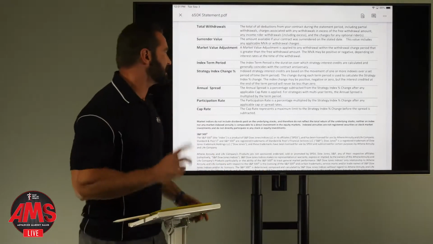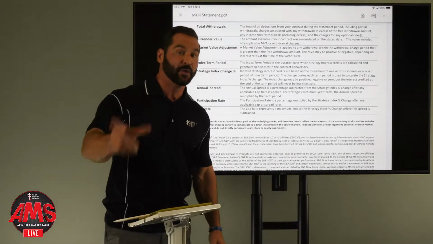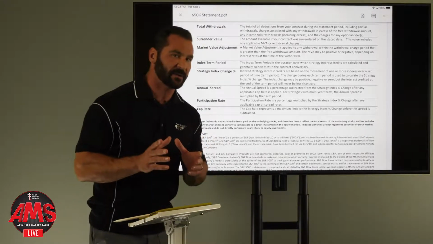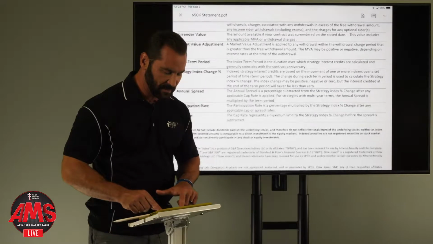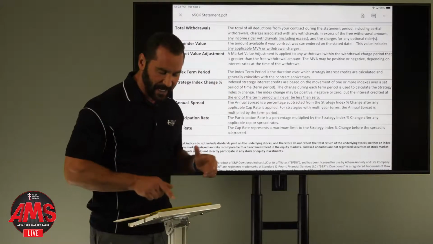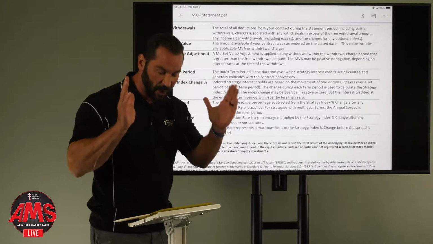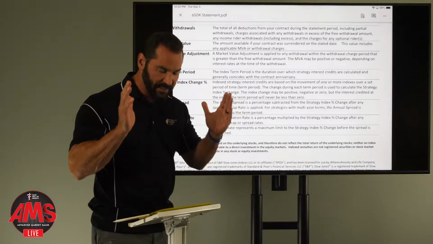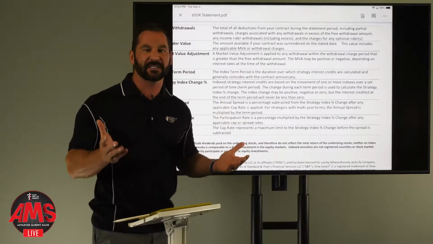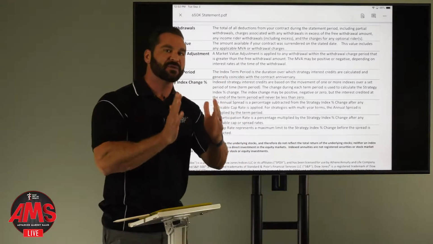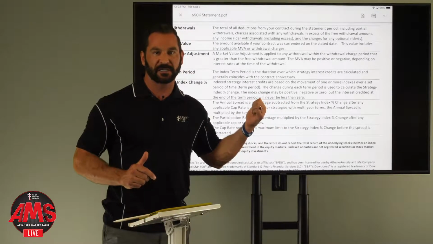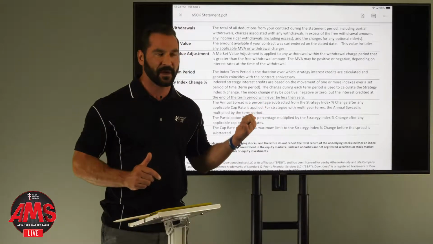There's only one more page. It has some definitions, and I think this is actually helpful. If you ever get, and you will get, a copy of your client's statements, take a look at it. That market value adjustment thing that seemed a little bit confusing says right here, a market value adjustment is applied to any withdrawal within the withdrawal period that is greater than the free withdrawal amount. It says it in black and white. It's a very simple thing, meaning that as long as you stay within the withdrawal limits, you'll never have that market value adjustment.